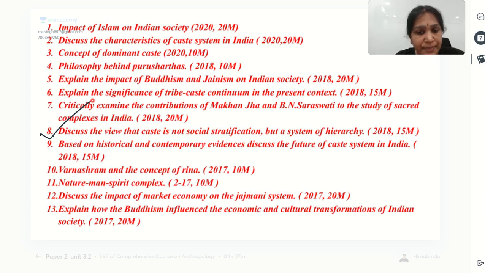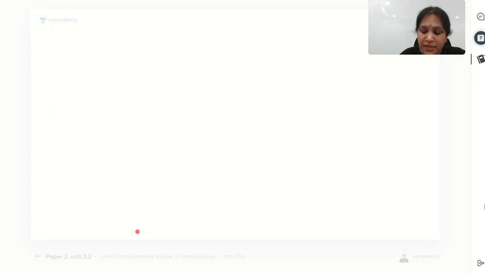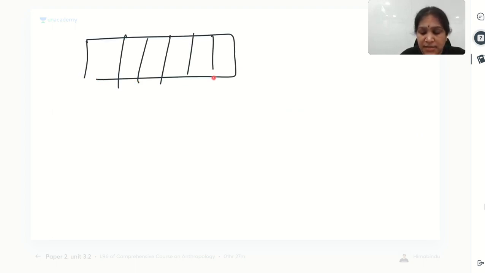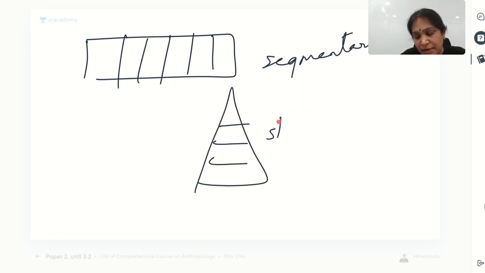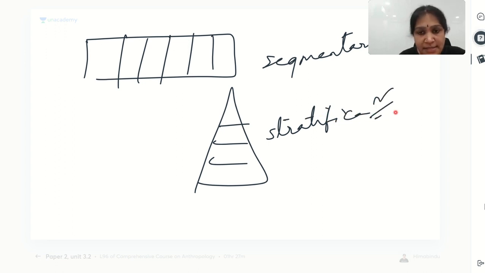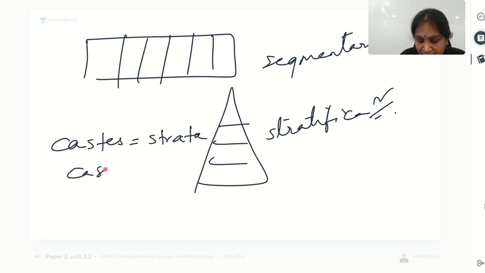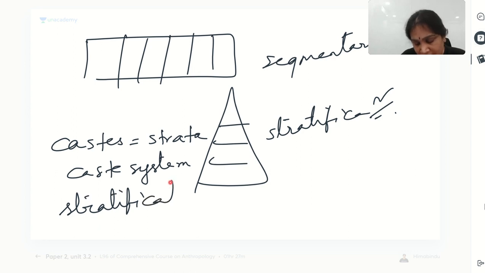Yes, please respond. Because we have seen two types of things, that is segmentary, like this. This is segmentary, I told you. Okay. And like this is stratification we have seen. Okay. So we normally refer to castes as strata because the castes are one above the other. They are all not equal. Some castes are dominating the other castes. So we consider castes as strata and the caste system as stratification. Normally we think like that.